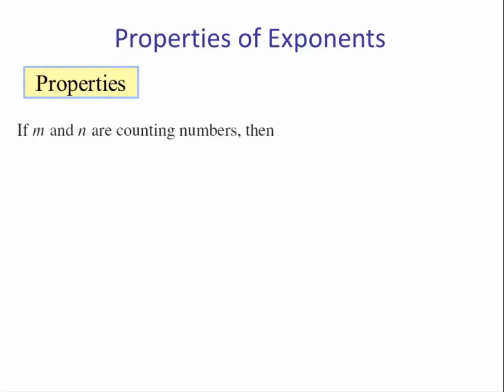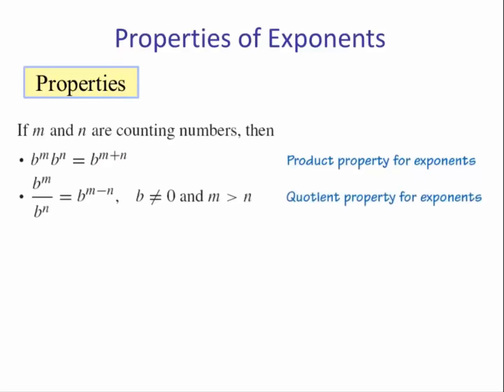Properties of exponents. If m and n are counting numbers, then b raised to the m power times b raised to the n power is equal to b raised to the m plus n power. So when we are multiplying like bases, we add the exponents. b to the m divided by b to the n is b to the m minus n. So when we divide like bases, we subtract the exponents.